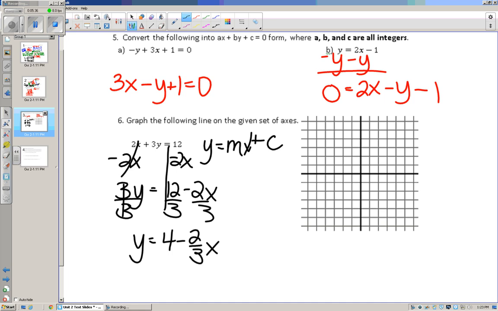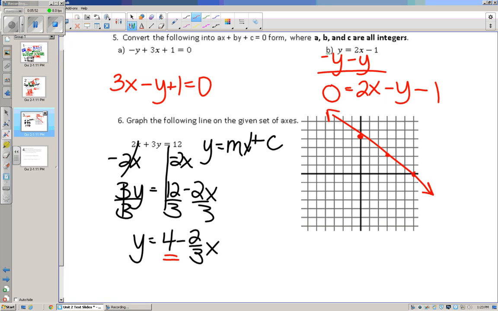So if I'm graphing that, I'll start at 4. That's where it intersects my y-axis. And it's a negative 2 over 3, so I'll go down 2, 3 to the right. Down 2, 3 to the right. Should look something like this.